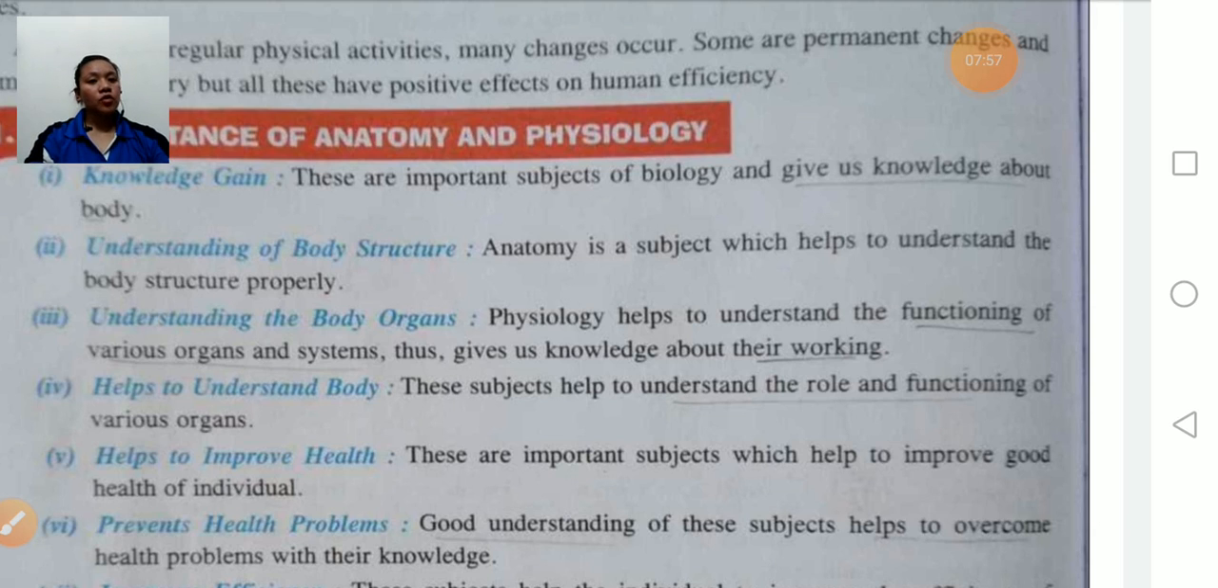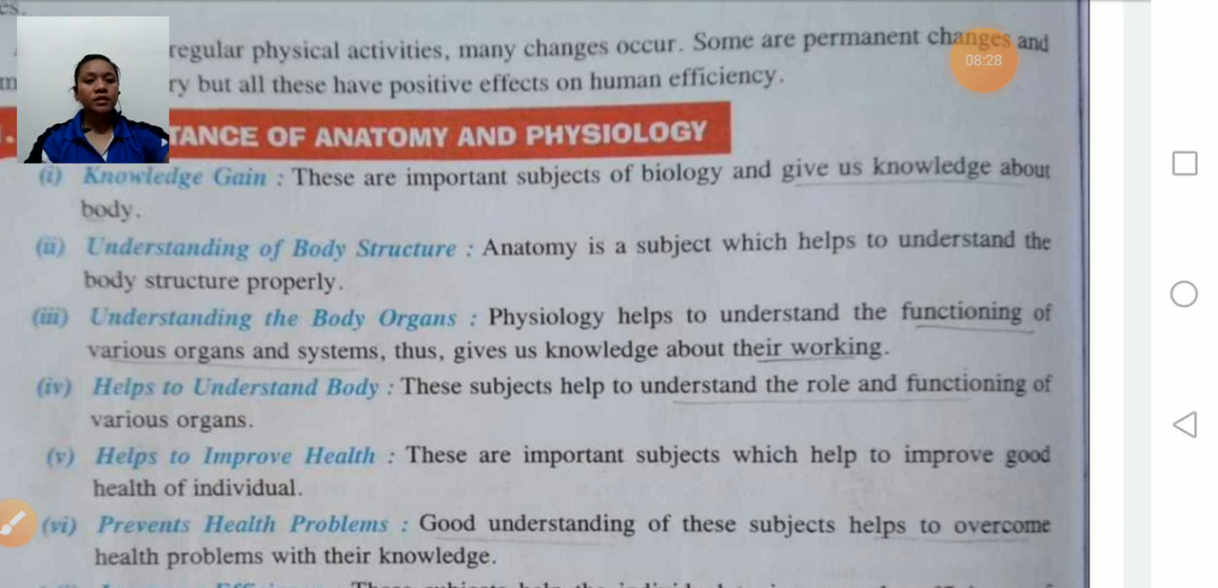So the knowledge of anatomy and physiology gives us knowledge about our body. We know about the human body. Understanding the structures: it helps to understand the structures of the body, how our body is made. It helps to provide knowledge about the structure of our body properly.